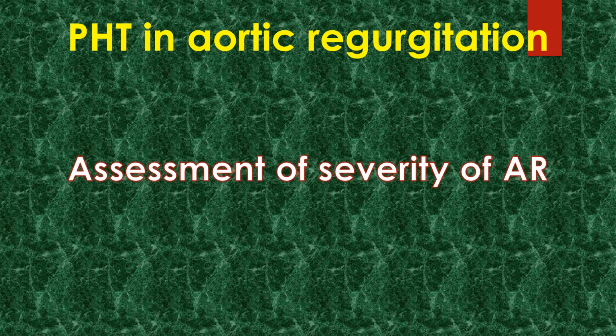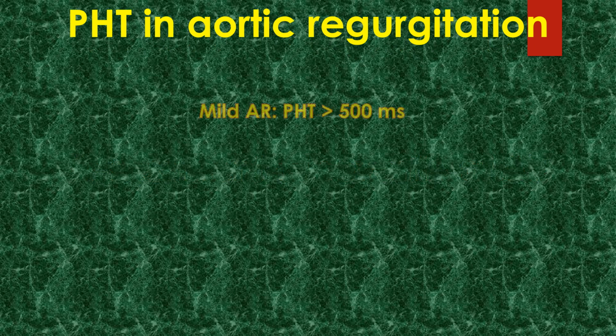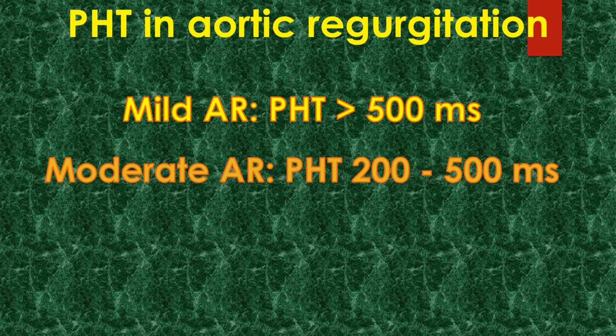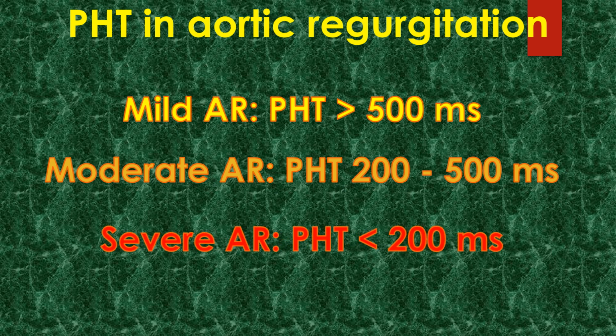The severity of aortic regurgitation has been classified according to the pressure half-time as follows. Mild aortic regurgitation, PHT above 500 milliseconds. Moderate aortic regurgitation, PHT between 200 to 500 milliseconds. Severe aortic regurgitation, PHT less than 200 milliseconds.